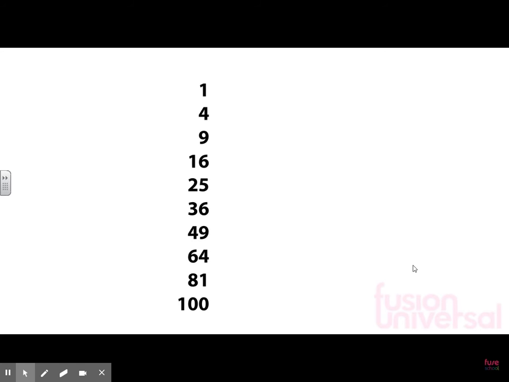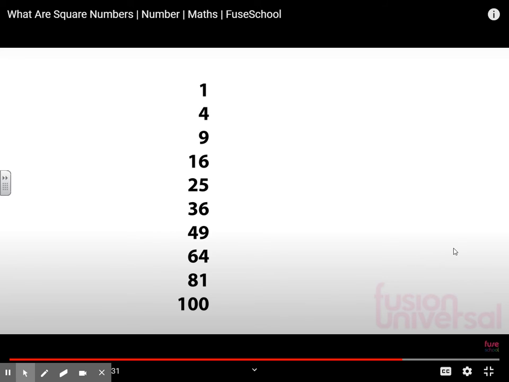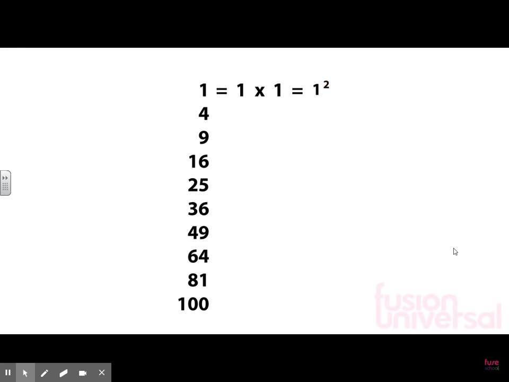Here is a list of the square numbers. Try to learn as many of them as you can. They come up in all sorts of places. We can write square numbers in a different way using indices or powers. 1 times 1 is written as 1 squared, or 1 to the power of 2. A 2 is used because there are 2 1s multiplied together. We can repeat this all the way down to 10 squared.